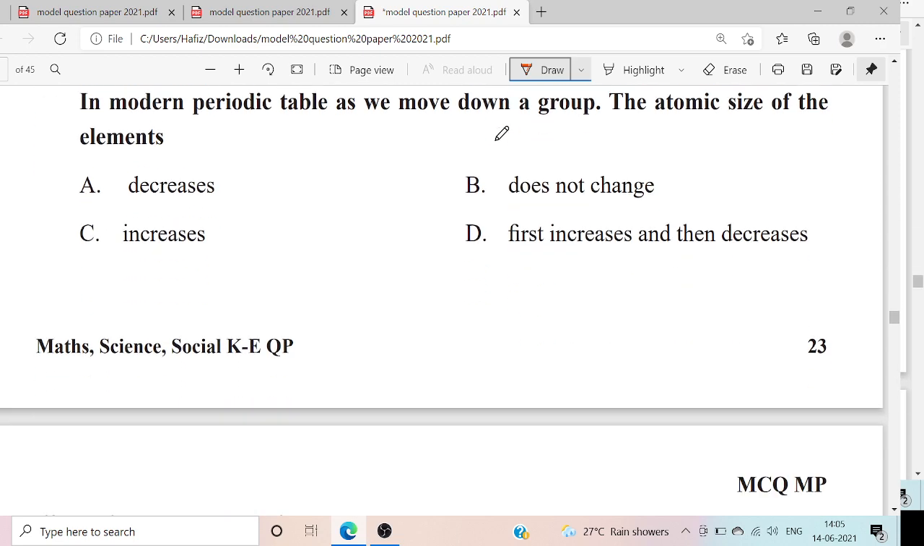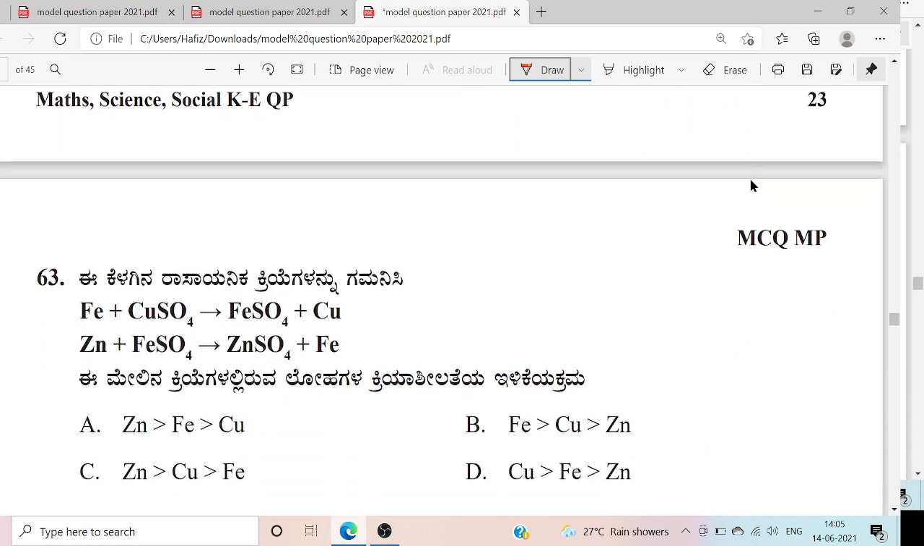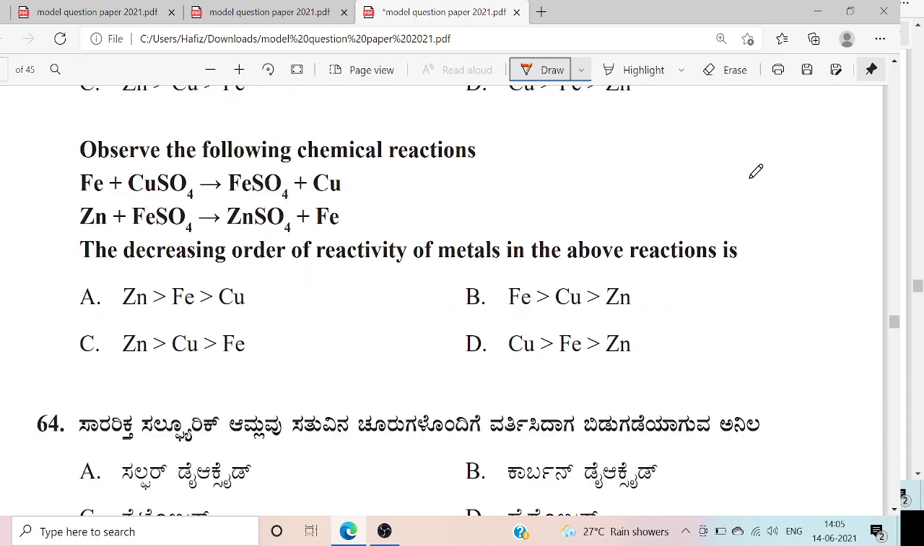Now next question is on your screen. In the modern periodic table, as we move down the group, the atomic size of the element increases. You know that atomic size increases down the group and decreases across the period.